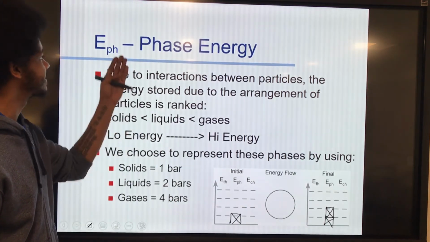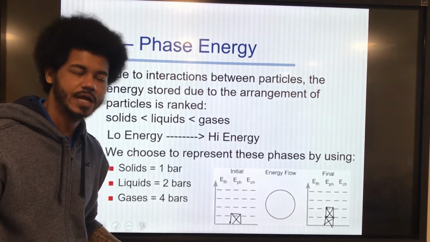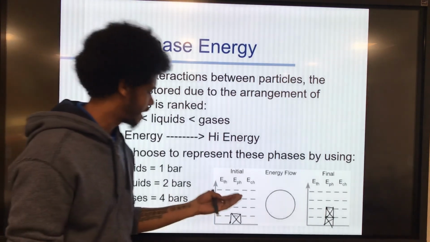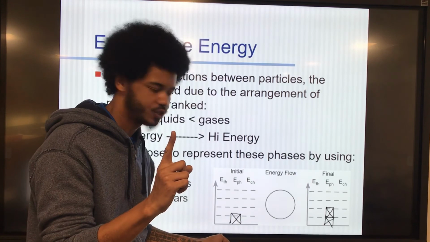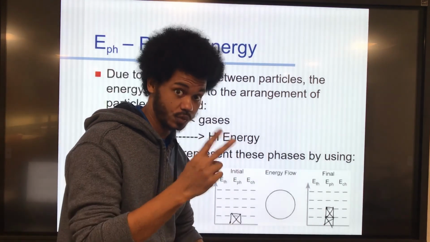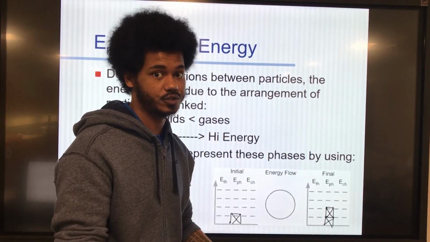So phase energy is kind of similar to temperature. Really, we just say, if you've got low energy, you've got fewer bars. Solids just have 1 energy bar. Liquids have 2, because liquids have a little more energy.